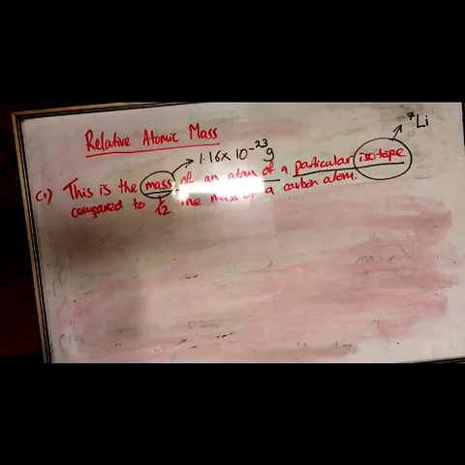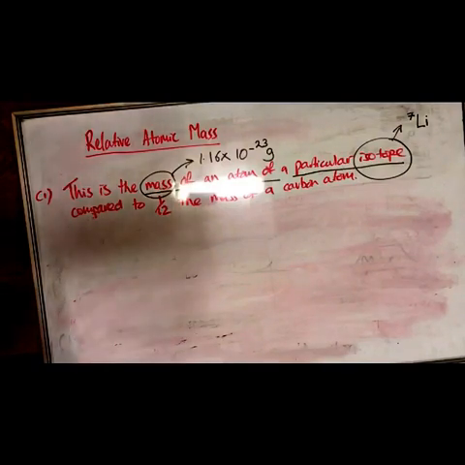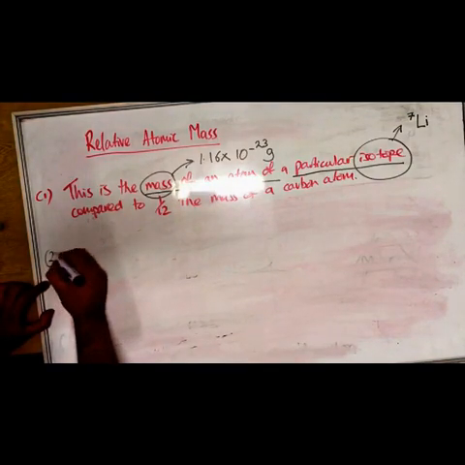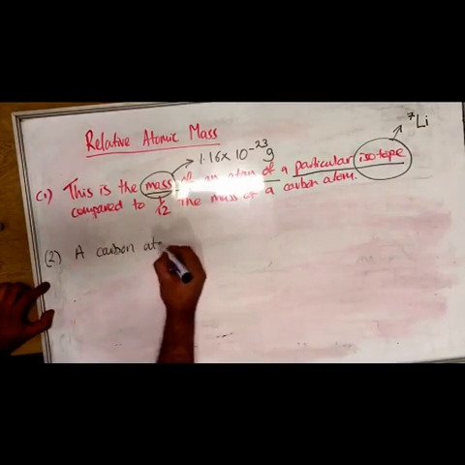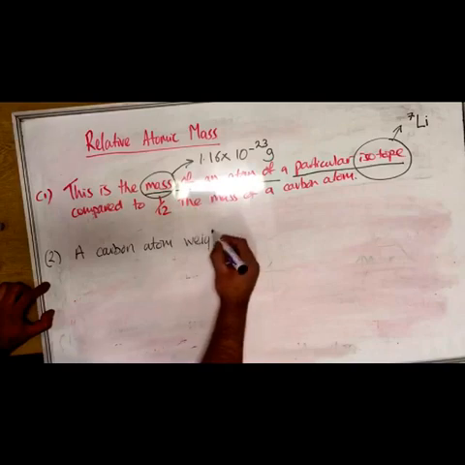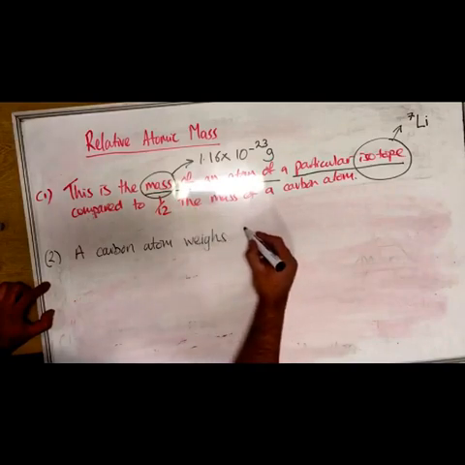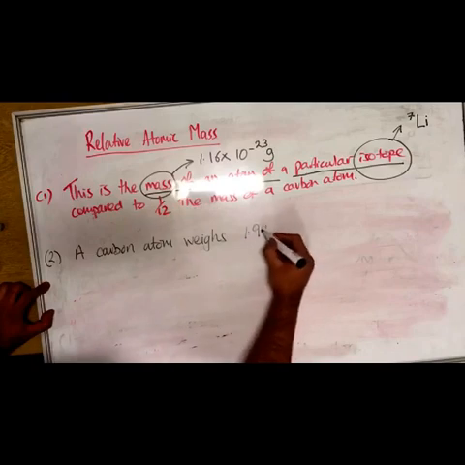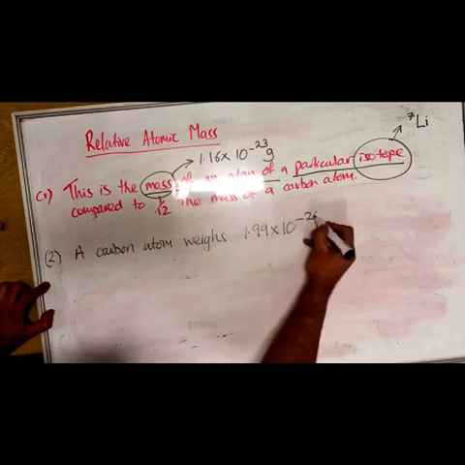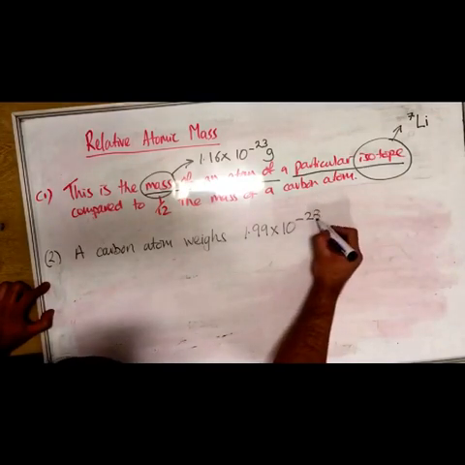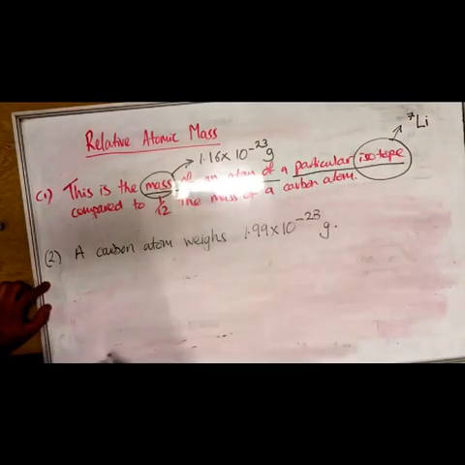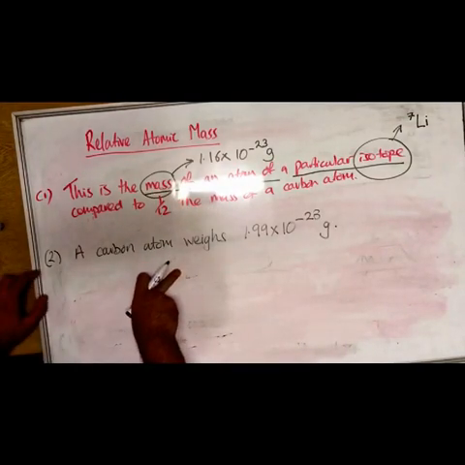Lithium-7 to be exact. And to work out the relative atomic mass, you need to compare that to 1/12 the mass of a carbon atom. Okay, well, how much does one carbon atom weigh? We've done this a little bit in video 1. A carbon atom weighs 1.99 times 10 to the minus 23 grams. Incredibly light, actually heavier than a lithium atom.